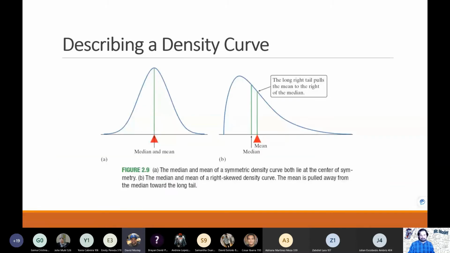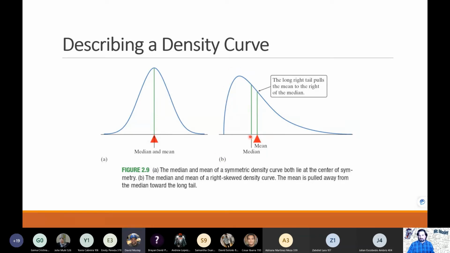Here are some pictures to make it a little more illustrative. So we have two curves. We have a symmetric curve, where the mean and median are in the same place, right there in the middle. It's our balance and the half. In the other one, we have a skewed distribution, skewed to the right.